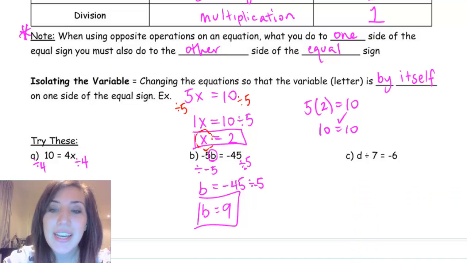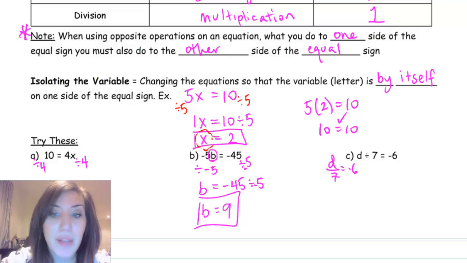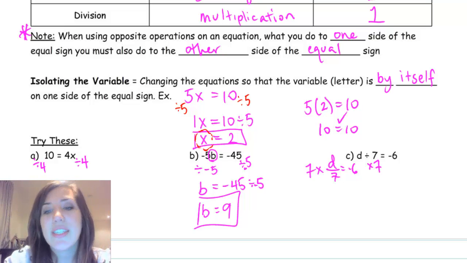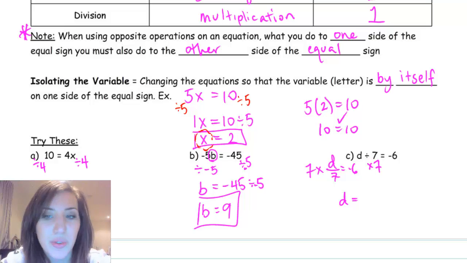Last example, d divided by 7 equals negative 6. Well, this is the same as saying d divided by 7 like that. We want to get the d all by himself, but right now he's stuck to a 7. What's the opposite of division? It's multiplying. So let's multiply both sides by 7, just like that. Now the d is all by himself because 7 divided by 7 is 1d. We don't have to write 1, we just know that there's a 1.